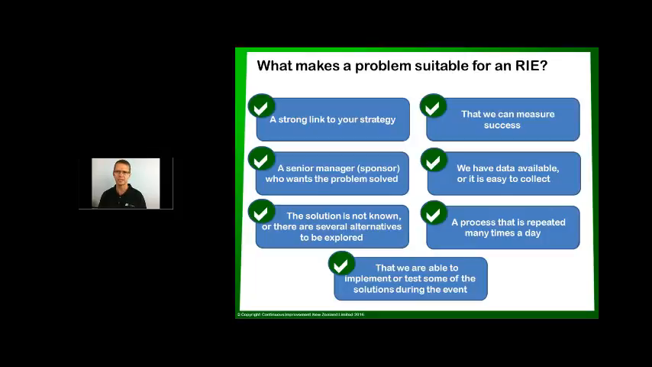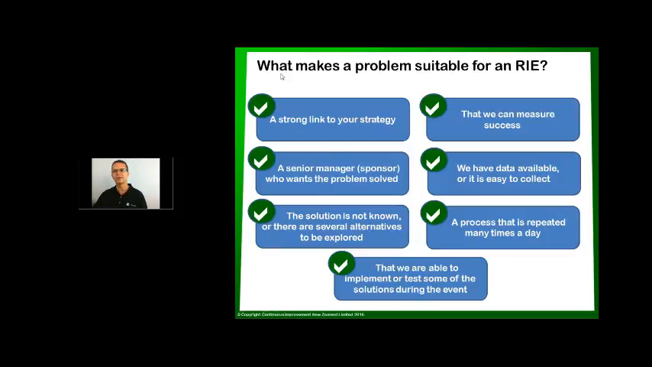Some people from a Lean Six Sigma background define or describe a rapid improvement event as DMAIC in a week. And I kind of subscribe to that view, although you're probably doing a bit of define and measure in the preparation phase, and actually some of improve the implementation phase may go beyond the rapid improvement event as well.